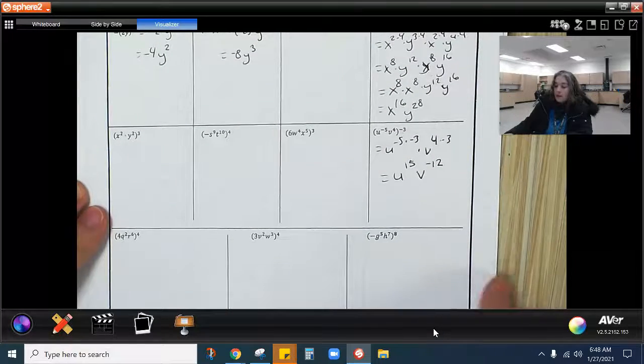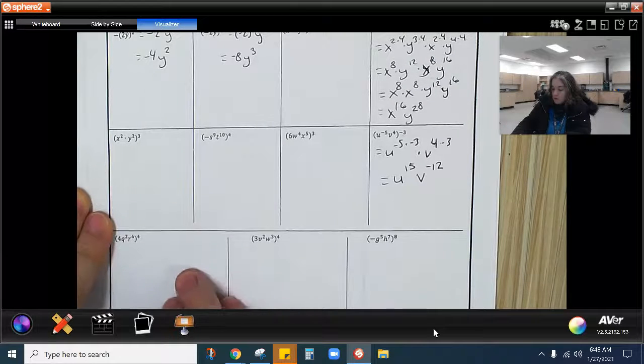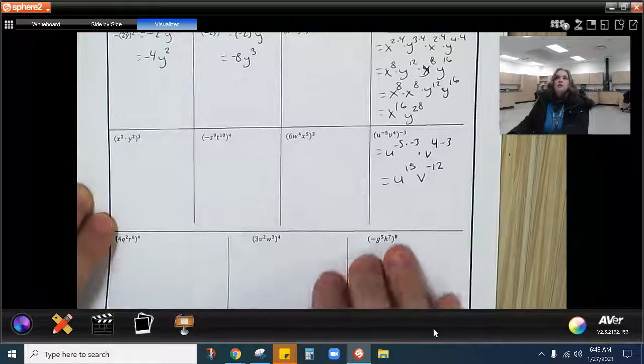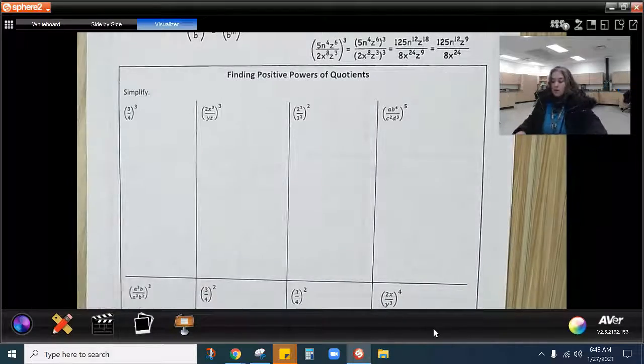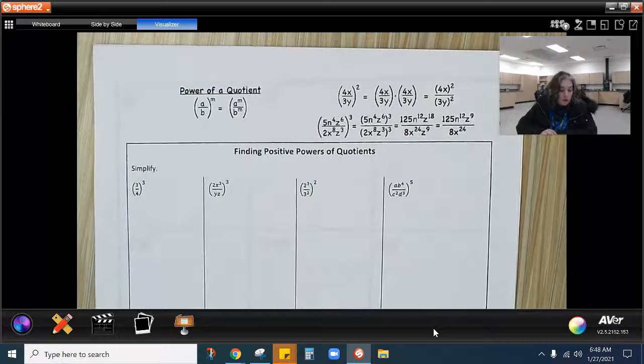All right, so that was the power of a product. We're basically distributing that exponent, right? We're distributing that exponent and then simplifying it from there. The next one we're going to learn about is the power of a quotient. And this is basically, again, distributing it, but instead of distributing it across, we have to distribute it to the numerator and the denominator.